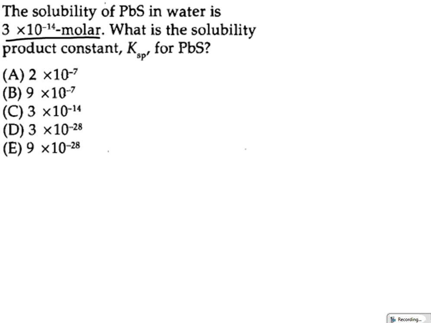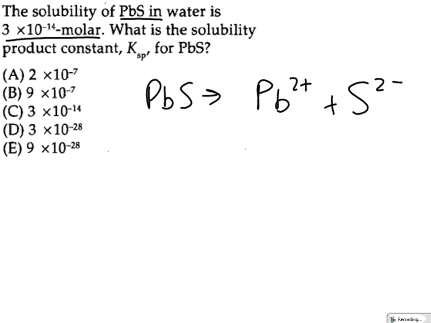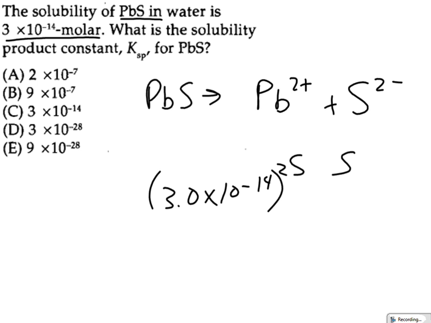So what's that going to break into? Pb2+ plus S2-. So it's basically S and S. Then when they tell me the solubility of that, they're basically telling me S is 3.0 times 10 to the negative 14th. So then I am just going to square that. When I go to square it, this is going to be 6, and then this is going to be times 10 to the negative 28.